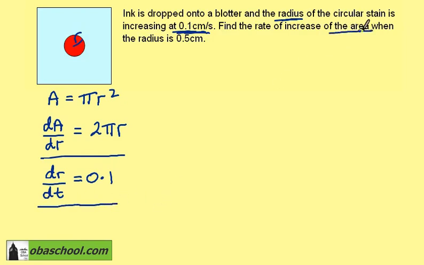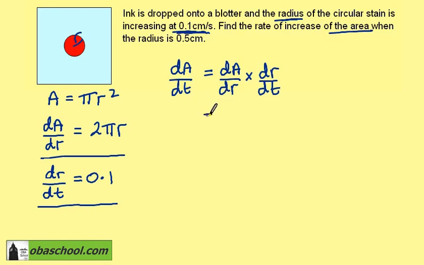We're after the increase of the area with respect to time, which is dA/dt. And forming a chain, that's equal to dA/dr times dr/dt. Look at these as fractions, the dr's would cancel. dA/dr is 2 pi r, and dr/dt is 0.1, so we have 0.2 pi r.